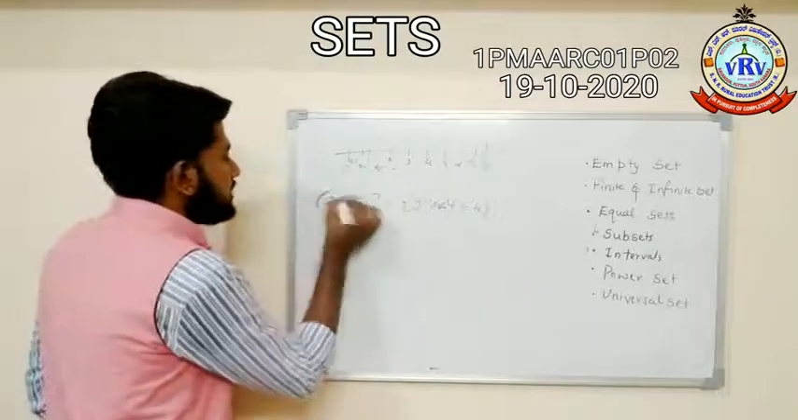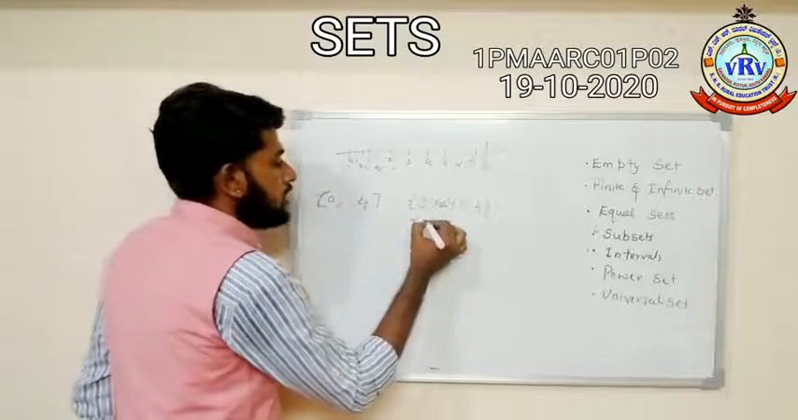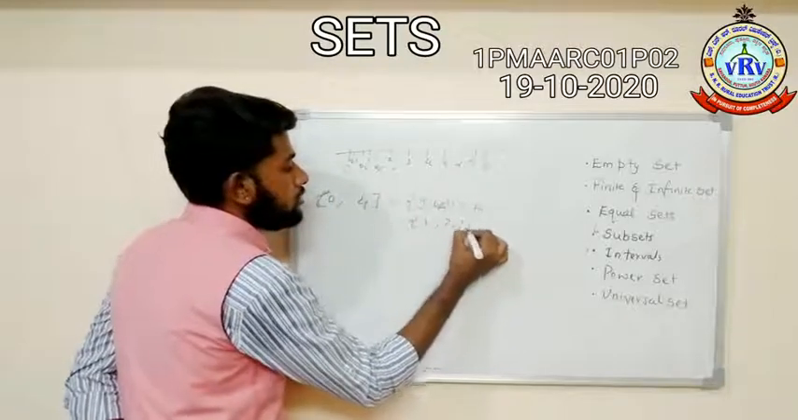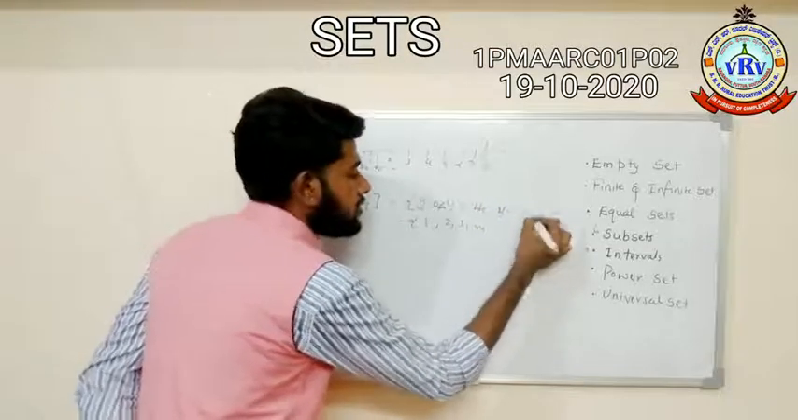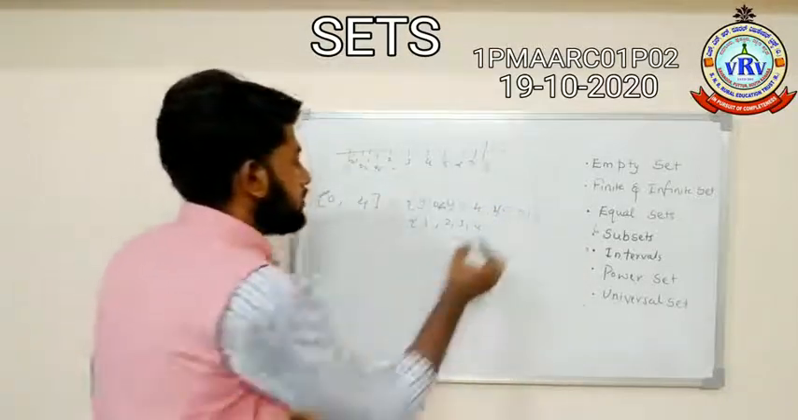Okay, let me take it. This 0 and this is the set which contains 1, 2, 3, 4, if you consider y in the natural number set: 1, 2, 3, 4.